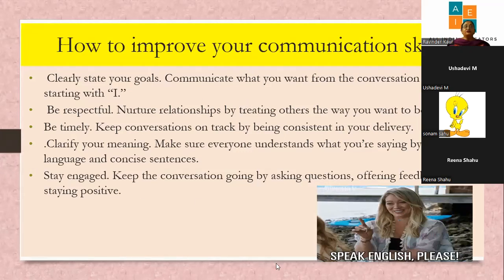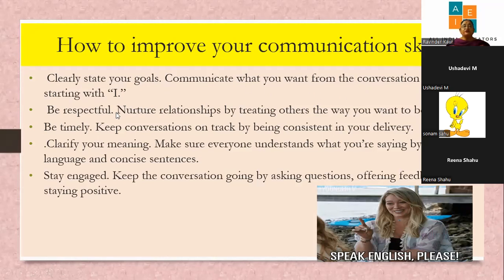Now, how to improve your communication skills? Clearly state your goals. Communicate what you want from the conversation and avoid starting with "I, see this," stopping in between. Don't do this.